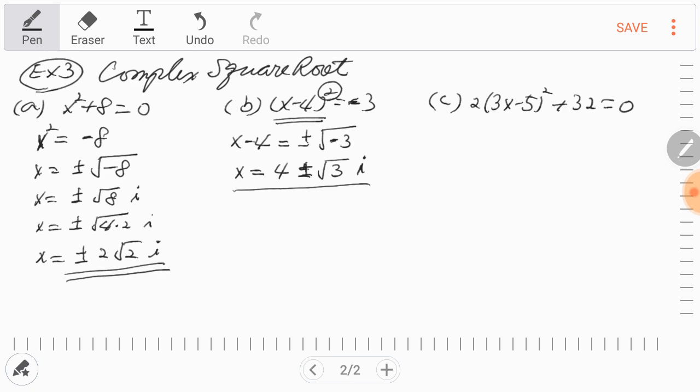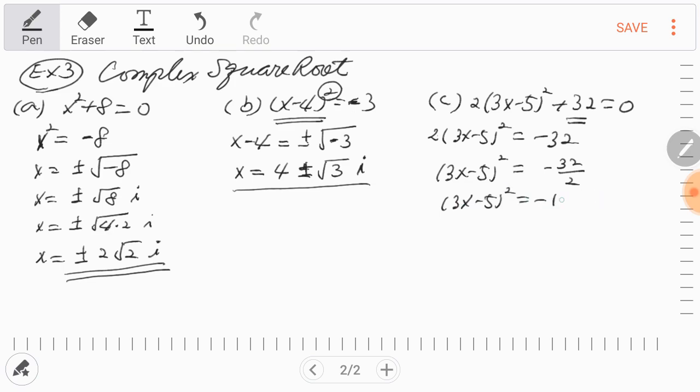Okay, next one, still we'll do the same thing. So 2 times (3x minus 5) squared is equal to what? Move 32 to the other side. Okay, and then we need something squared, so we don't need this 2. So divide each side by 2, so that negative 32 over 2. Then (3x minus 5) squared is equal to negative 16.